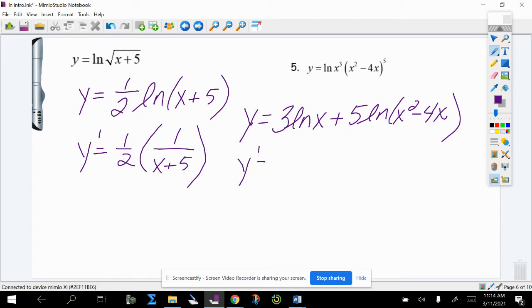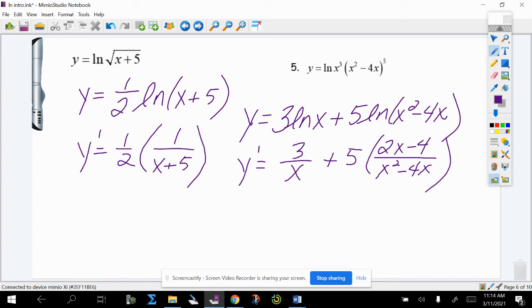Then I can derive term by term. The derivative of 3 natural log of x is just going to be 3 times 1 over x, or you can write it as 3 over x. The derivative of 5 natural log of x squared minus 4x is going to be 5, and then du over u, so the derivative is 2x minus 4 over the original x squared minus 4x. So the idea is if we expand first, it makes the derivative so much simpler because you aren't using a lot of complicated rules to derive. You're really just sticking with the main rule, which is the derivative over the original.